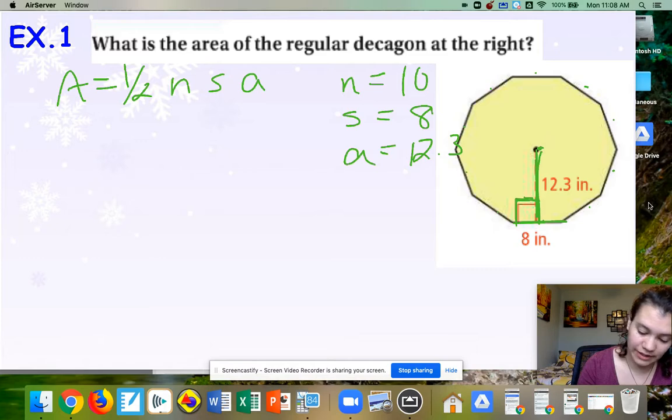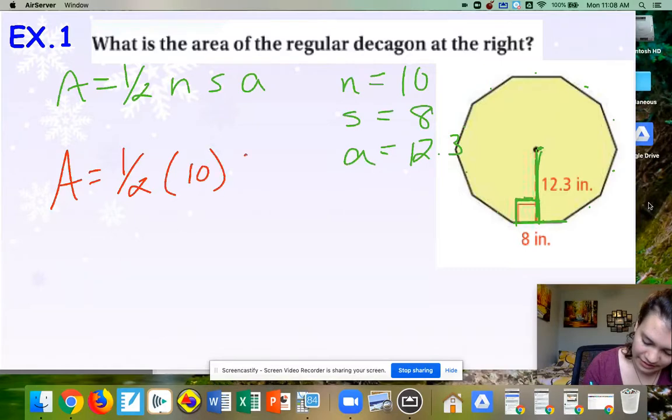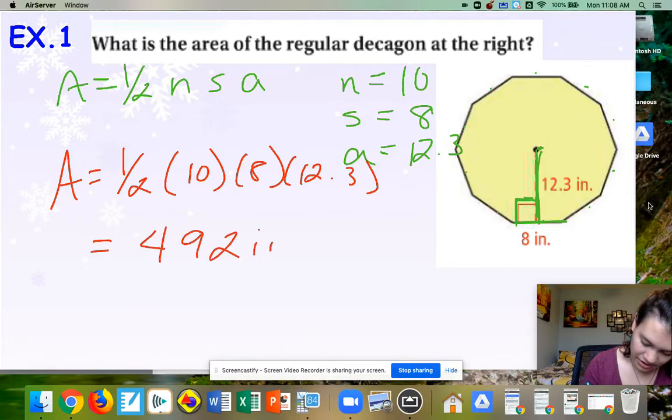And then you're just plugging it into your formula. So we have 1/2 times 10 times 8 times 12.3. Type that all into a calculator and you should get 492 inches squared.